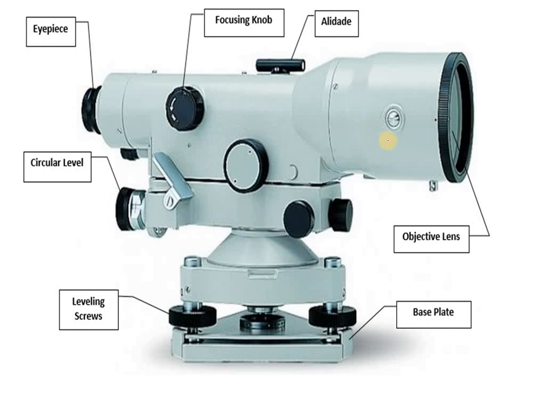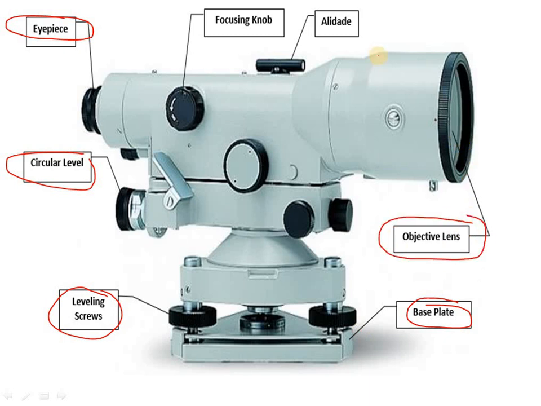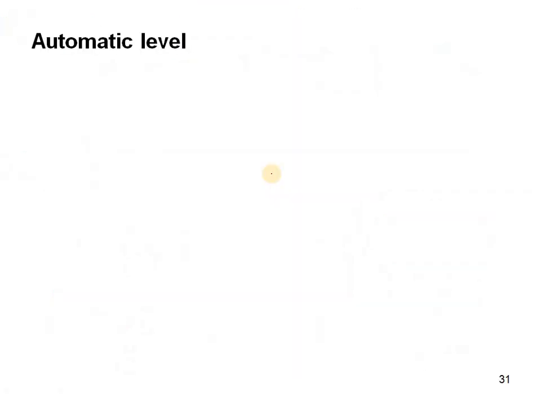So an automatic level instrument looks like this. Here also we can see the component parts: eyepiece, circular level, leveling screws, also called foot screws, base plate, objective lens, and alidade. The alidade is the point of view from which we see the object to mark it. And this is the focusing knob, or focusing screw, to make the object clear.